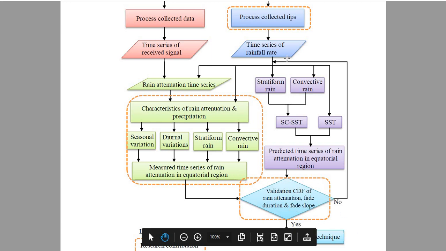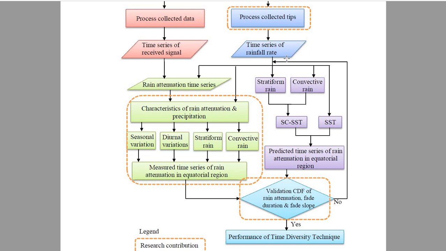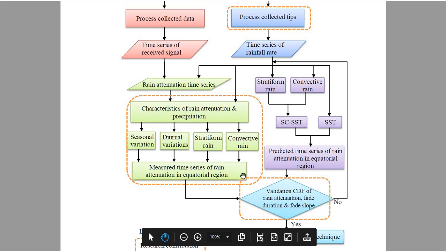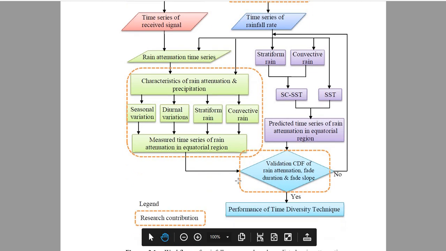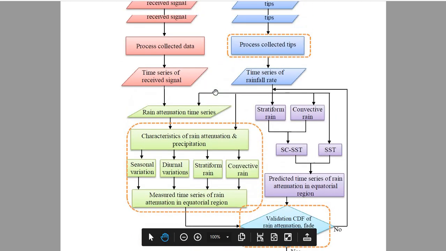So in order to let the panel know about your project and where your contribution is, it is very recommended to highlight like this. You circle it so that your panel knows where your research contribution is. Okay, this is the flow chart.